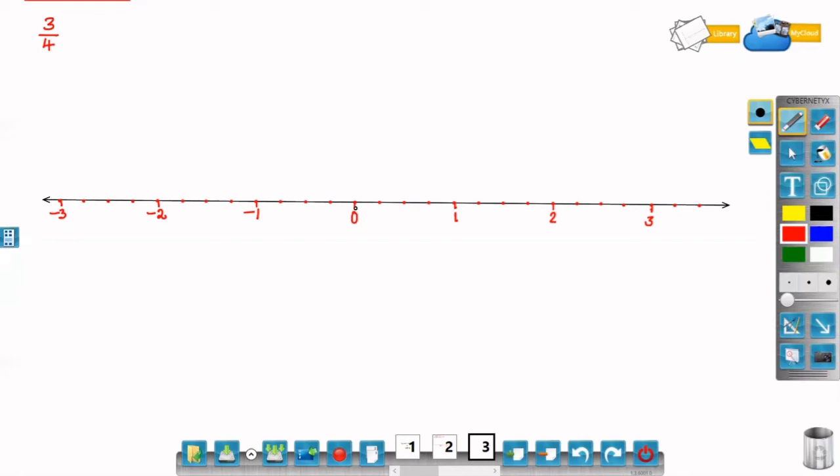So take 1, 2, 3. 3 parts away from 0 is 3 by 4. So denominator is 4 because there are 4 parts between the integers. Next point is 4 by 4, 5 by 4, 6 by 4, and it continues. So 3 by 4 is 3 parts away from 0. On the left side, 3 parts away from 0 is -3 by 4.